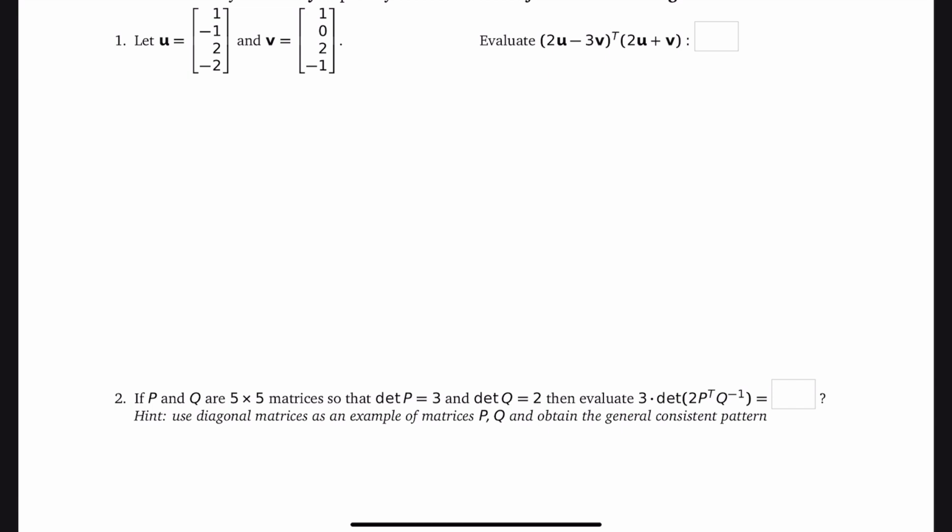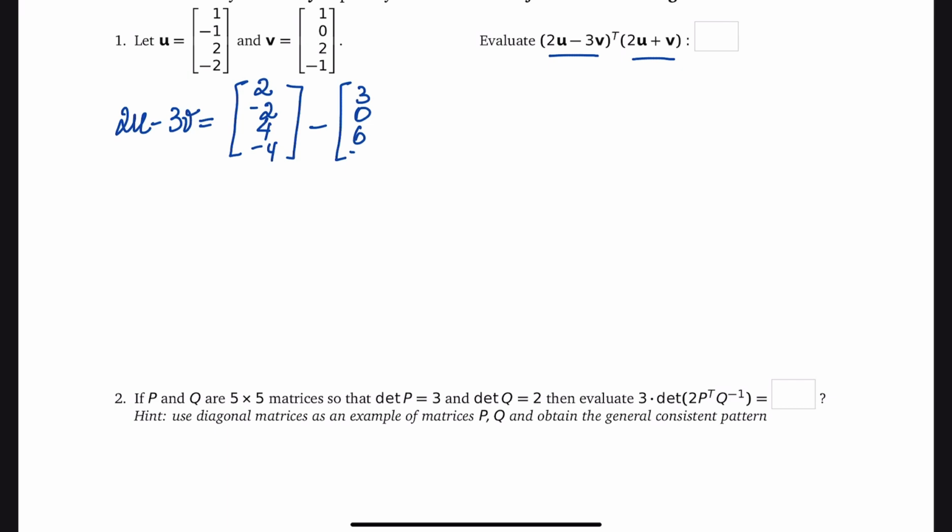So let's start from the first problem of the first section, where we need to do a simple vector operation. We need to multiply these two vectors as a scalar product. Let's first of all evaluate these two vectors. It's going to be 2u minus 3v. This is going to be 2, minus 2, 4, minus 4, minus 3 times the v, which is going to be 3, 0, 6, minus 3. And if we subtract these two vectors, we obtain minus 1, minus 2, minus 2, and minus 1.